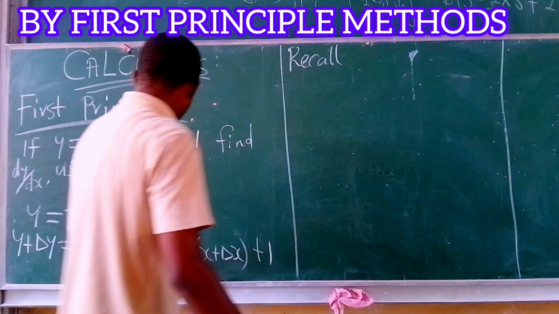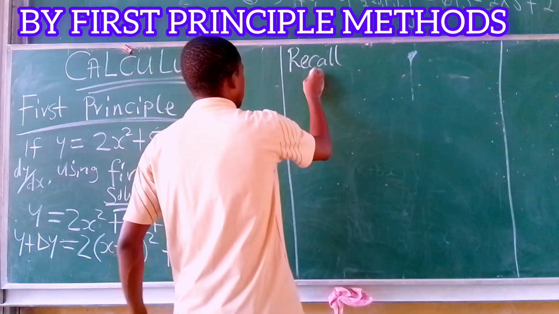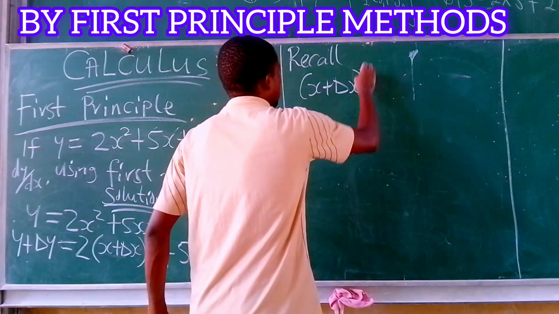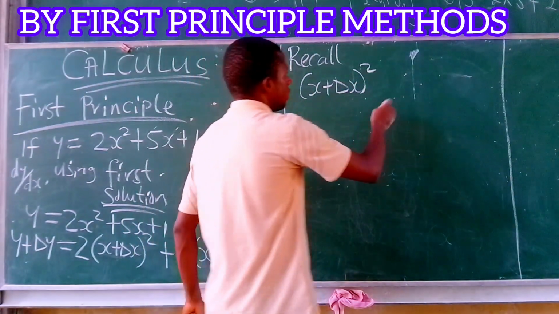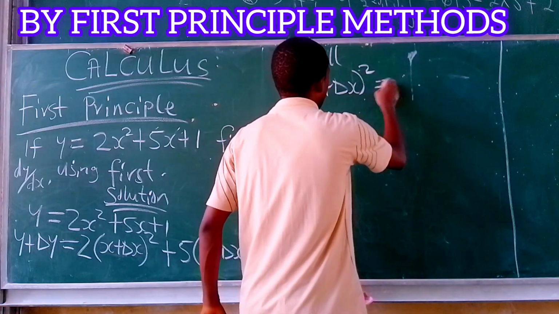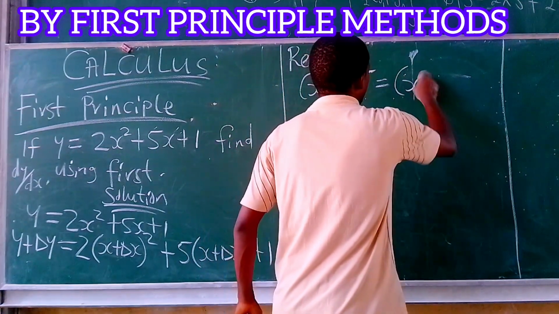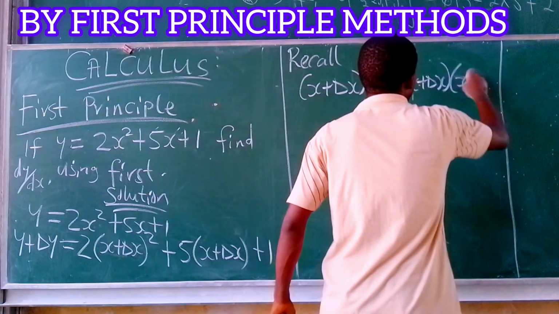Let's try to expand this guy, so I think we just go straight to the point. You know that you have bracket x plus δx, this is to the power of 2, right? Once we expand this guy, we're going to have, let me just say, x plus δx bracket, x plus δx.